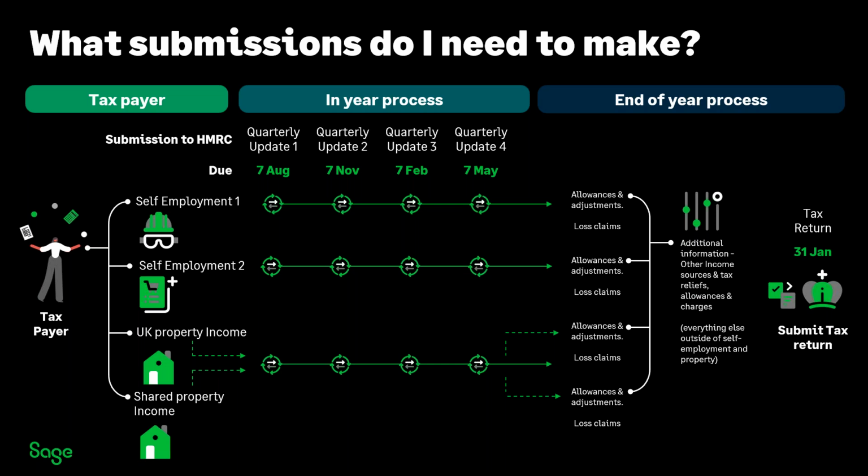If you miss any of the above deadlines, penalty points will apply. Under the new penalty regime, you will accrue points for late submissions and late payments, and this will translate into monetary fines once a certain number of points have been accrued.